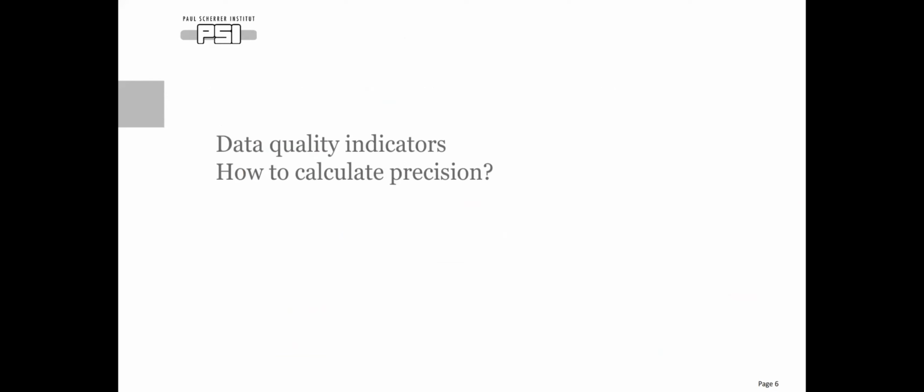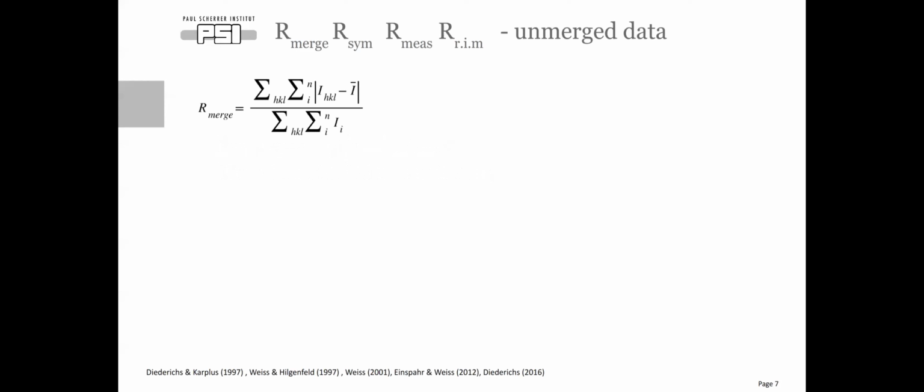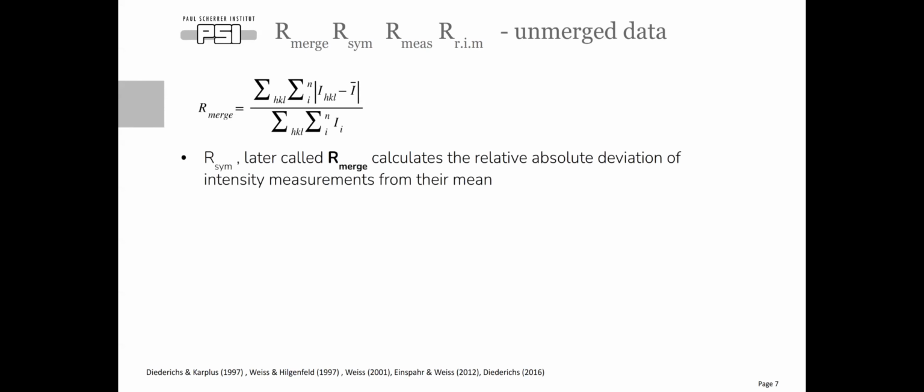So I talked about systematic and random uncertainties or errors. And now the question is, coming to the first part of my talk, how do we actually calculate this precision? So there are several statistical measures to calculate precision. And I will start with R factors for unmerged data. So one famous one is R merge, which gives us the relative absolute deviation of the intensity measurements from their mean. So this gives us, again, the precision.